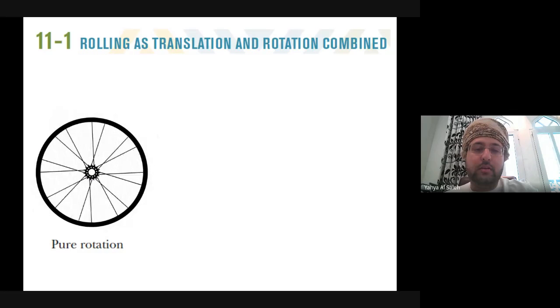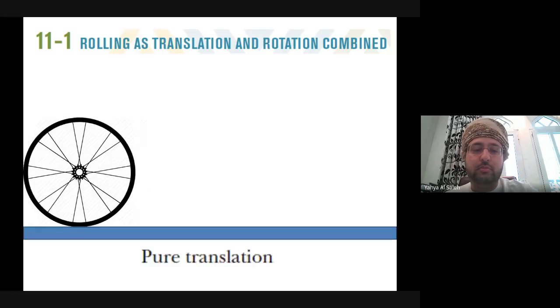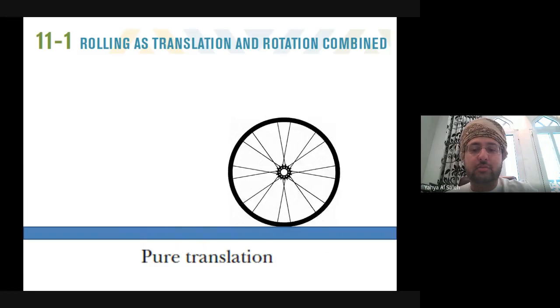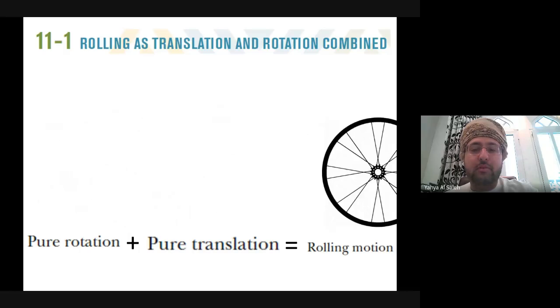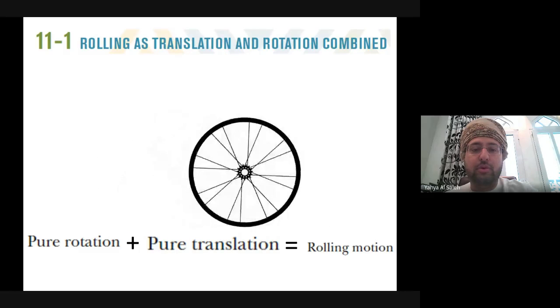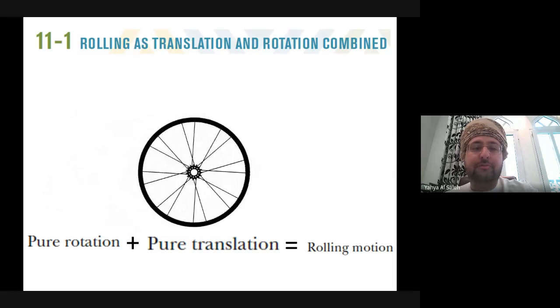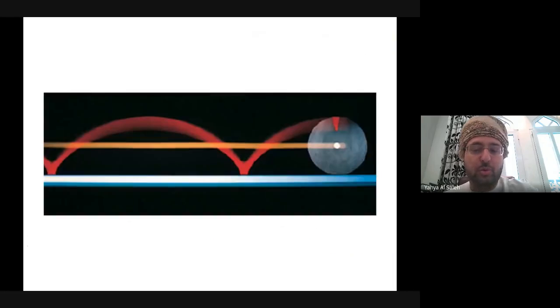And let's take a look. Pure rotation, pure translation. And if I have both of them together, then I have what I call a rolling motion. Some funny things happen in physics when we go to rolling motion.